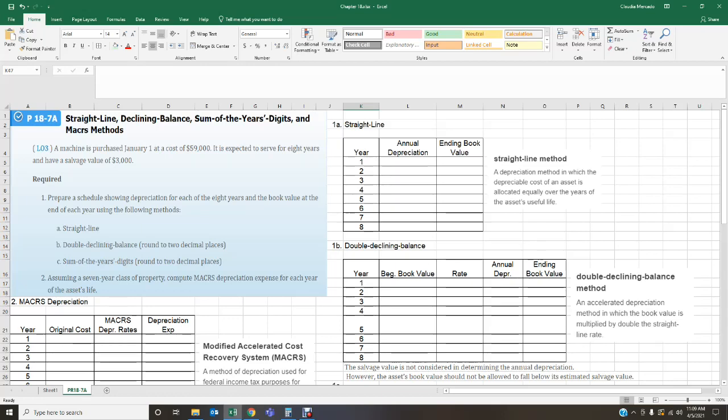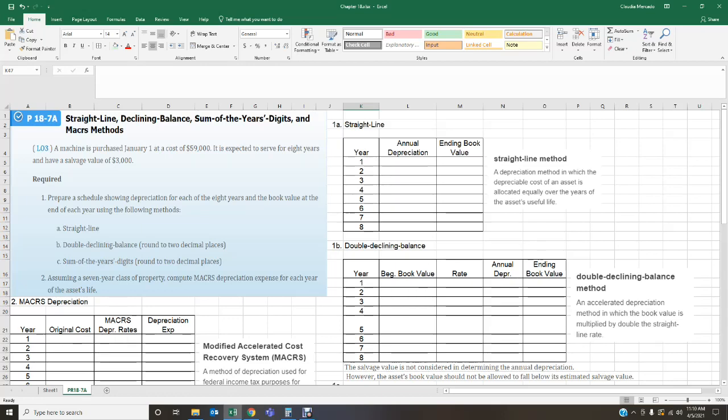We are required to prepare a schedule showing depreciation for each of the 8 years and the book value at the end of each year using the following methods: the straight line, the double declining balance, and the sum of years' digits. Then requirement number 2 says, assuming a 7-year class of property, compute Makers depreciation expense for each of the assets' life. So that's what we're going to be doing.